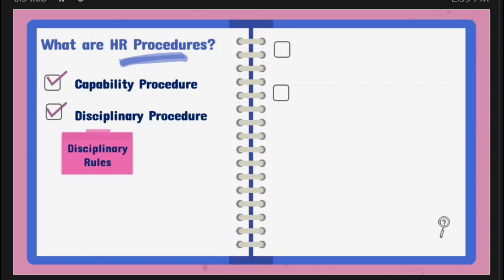Procedure. The procedure is carried out in the following stages. First, a verbal warning or informal warning is given to the employee in instances of minor offenses. The warning is administered by the employee's immediate manager or team leader.